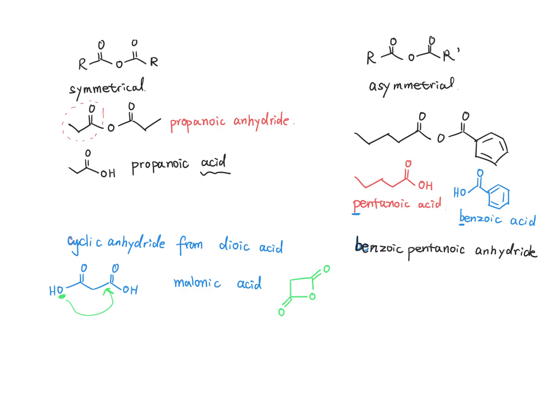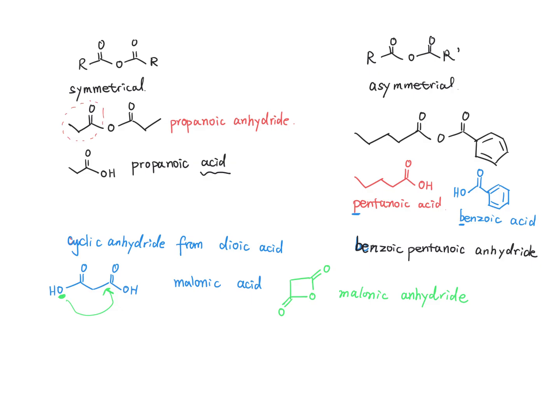And for this cyclic anhydride, we are going to name it starting with what that dioic acid is. So this one is malonic acid. So malonic, and it forms an anhydride, so it's malonic anhydride.